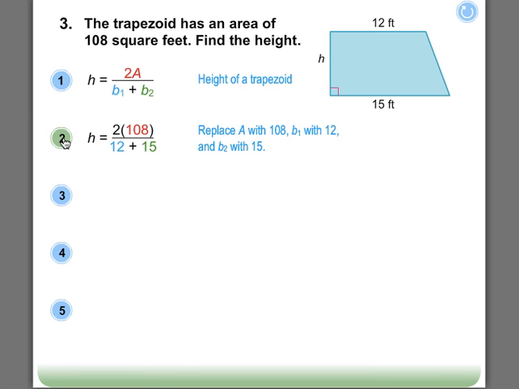Okay, so the height equals 2 times 108. Where did I get the 108 from? From the directions. The trapezoid has an area of 108 square feet, okay? And the big A stands for area. Now we need to find the height. Get the 12 from here, I get the 15 from here.